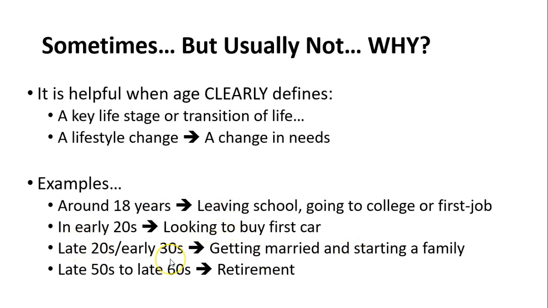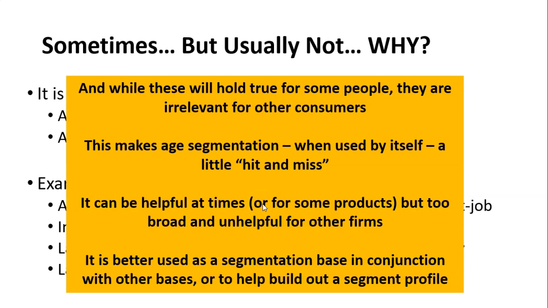Late 20s, 30s, usually people have some relationships, and some people are getting married and starting a family, and that triggers a whole bunch of needs that they never had before. And maybe late 50s, late 60s, around that age, there's a movement to retirement, and then there's more time and more things to think about, etc. So all of these things will trigger lifestyle changes, which will change consumer needs for these people. Okay, so therefore, my age segmentation is effective.